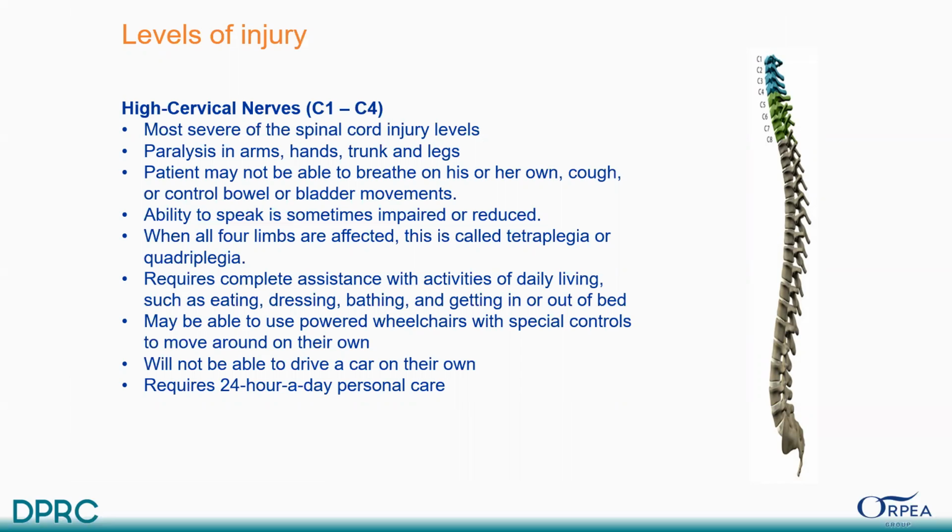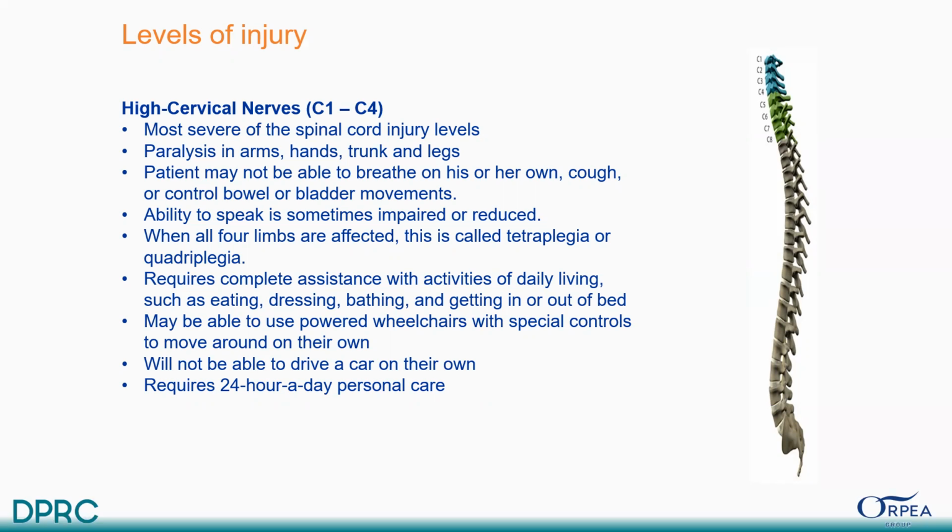The first one is high-level cervical injuries, C1 to C4. This is the most severe form of spinal cord injury. It causes quadriplegia, paralysis of arms, hands, trunk, and legs. The patient may not be able to breathe on their own, cough, or control bowel or bladder movements. They may be dependent on a ventilator. Ability to speak is sometimes impaired or reduced, depending on the level of injury.